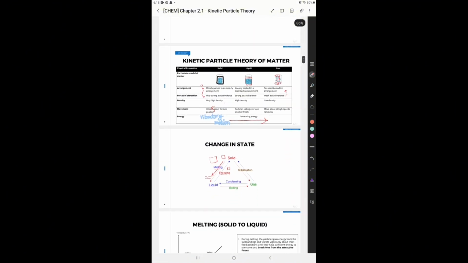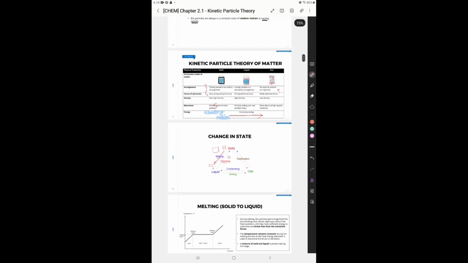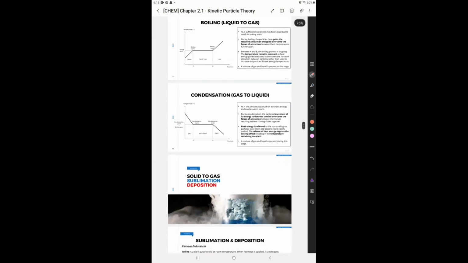We will cover part 2, where we will discuss these changes of state very closely and in detail, in the next part, I guess.